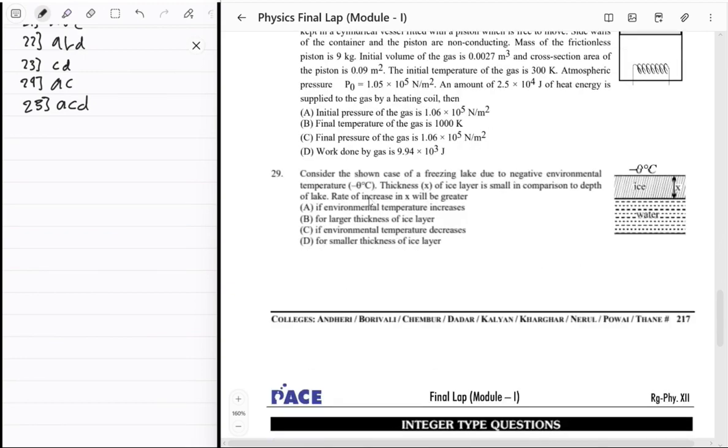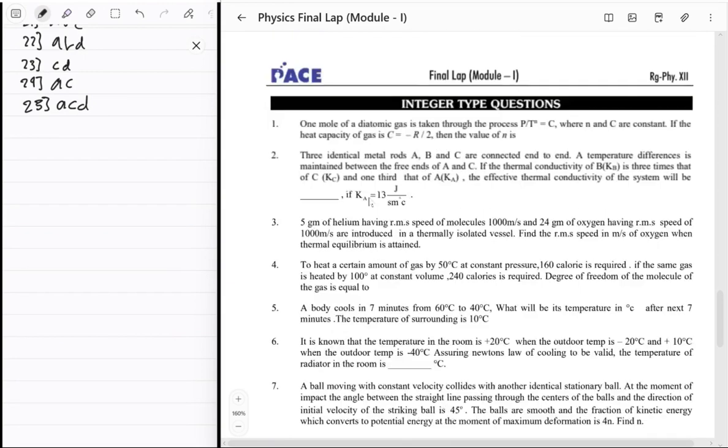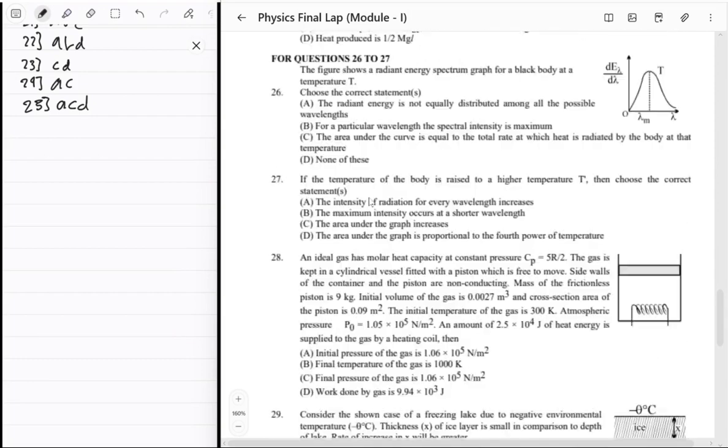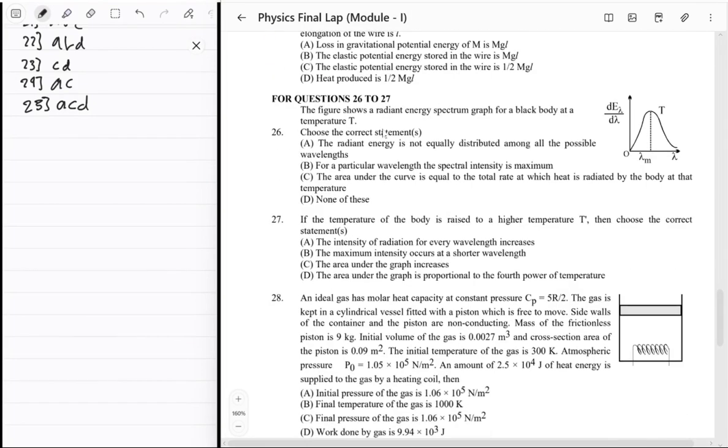Let's go to 26, 27. The figure shows the radiation energy spectrum graph for a black body at a temperature T. Lambda is given, and d E lambda upon d lambda. So in the range d lambda, how much energy you have, that is its contribution to the energy. Okay, that makes sense.